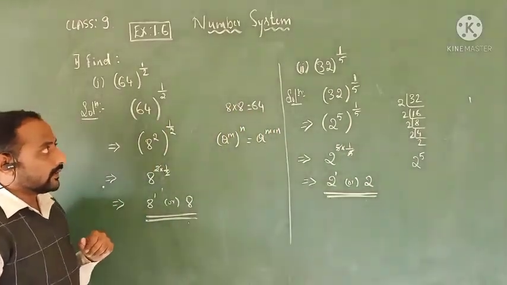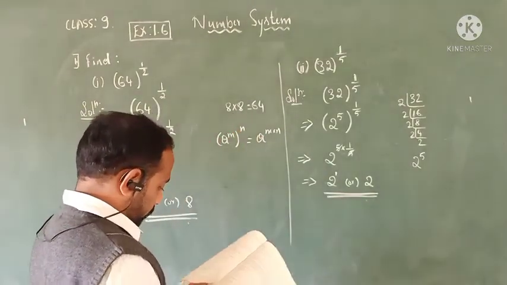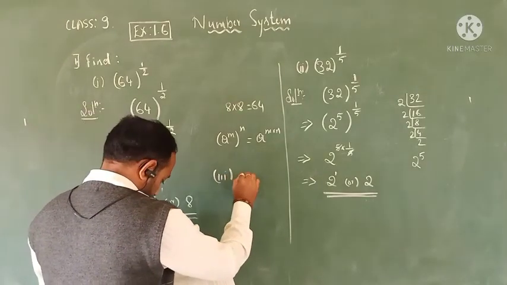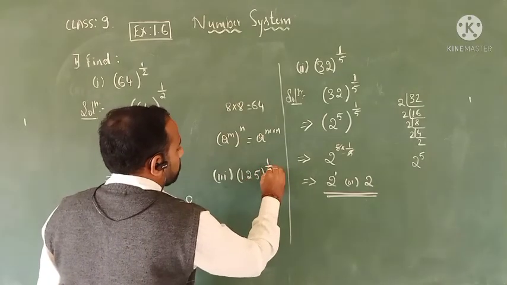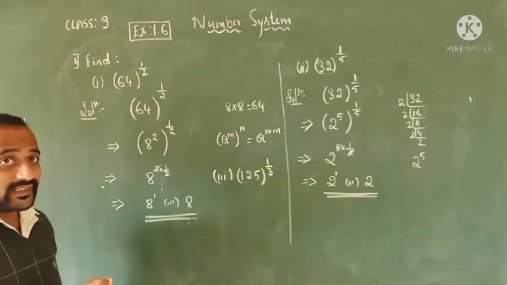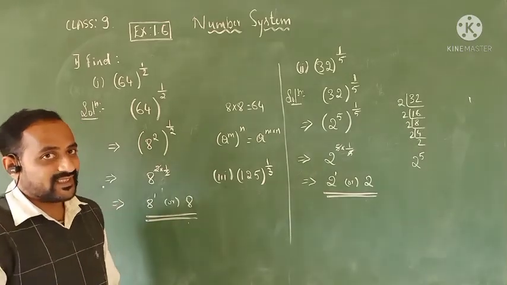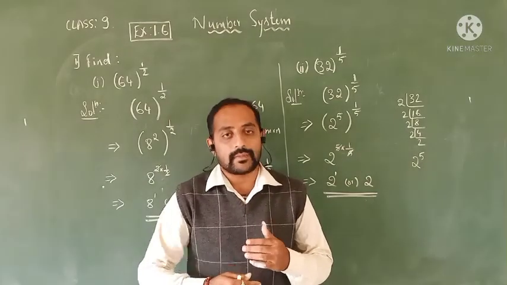Okay, yes. The next one, the third one: 125 whole to the power of 1 by 3. That's your homework problem for this session. So in the next session, let's go with the next main problems.